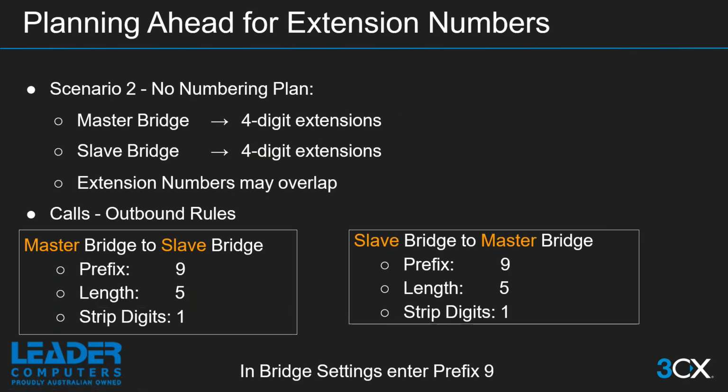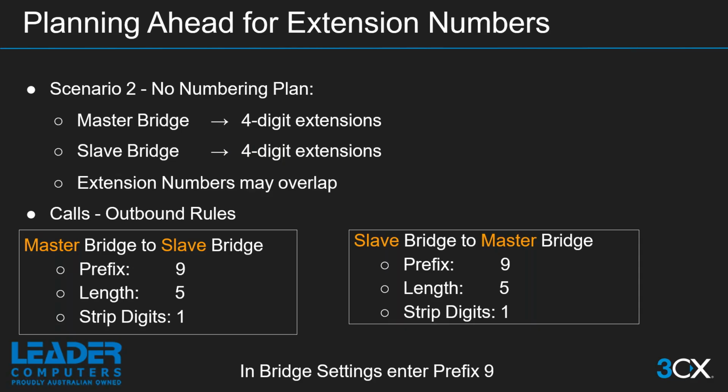In scenario 2, let's say you don't have a numbering plan, so there are matching numbers. Master is 4 and slave is 4, and extension numbers may overlap. In that scenario, you need to have a prefix. For example, master to slave, let's say the prefix is 9 and the extension digit is 5. Whenever you want to call someone on the slave bridge, or the other 3CX, you will be dialing 91001, and you will be stripping off the 9 and passing it through the bridge.